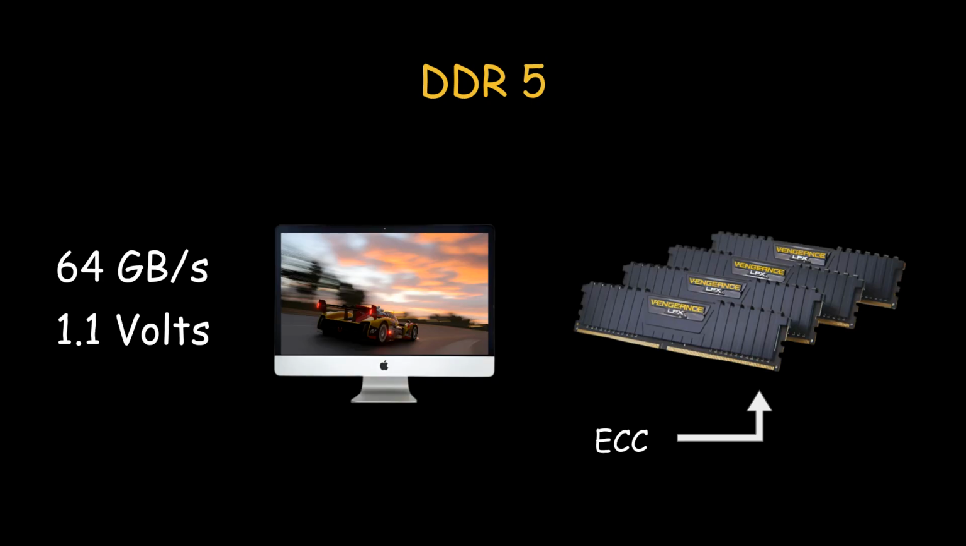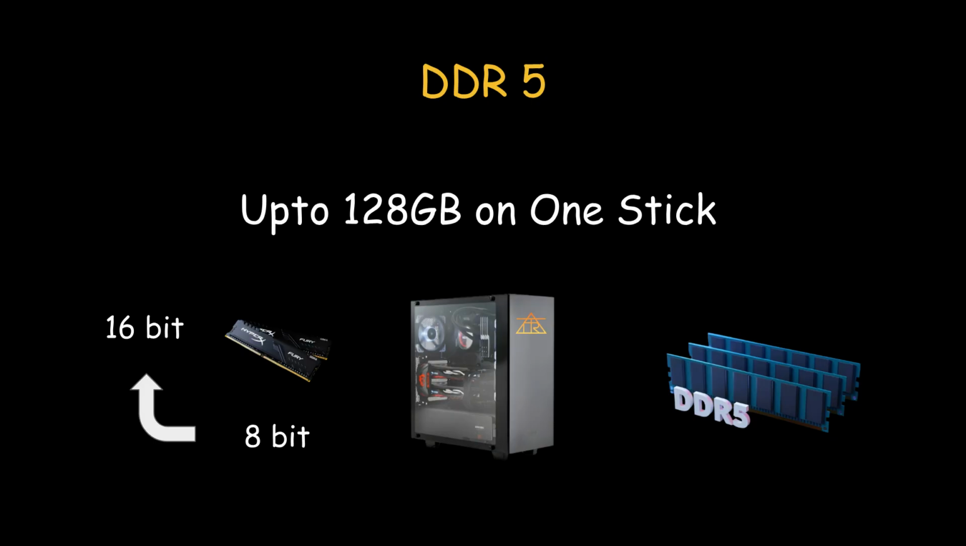DDR5 arrived in 2020, achieving speeds of up to 64 gigabytes per second and a voltage of 1.1 volts for even greater efficiency. It introduced on-die error correcting code, or ECC, for increased system stability. DDR5 doubled the prefetch buffer to 16-bit, massively increasing throughput. It supports up to 128 gigabytes per DIMM, a huge leap for data centers and AI workloads.